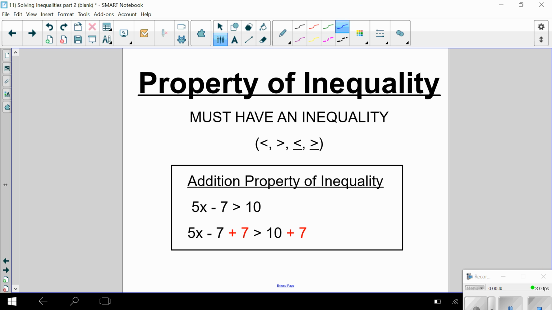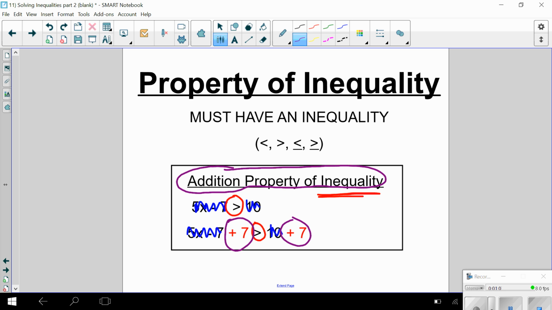Just like before, we're going to go through and cross out what's the same between the first and the second step. If you notice, that leaves us with an inequality. And what am I doing to both sides? I'm adding 7, so it's the addition property of inequality.